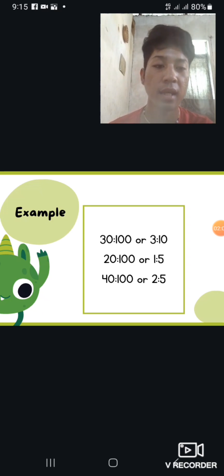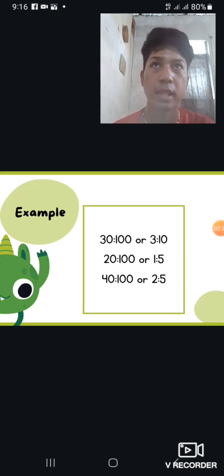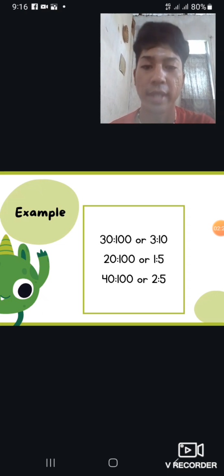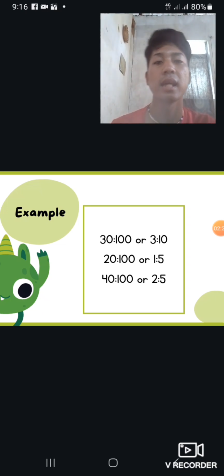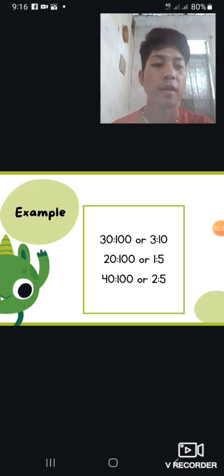That is how to convert into ratio. Whenever we have a percent, the value of the percent is our first term, and automatically the denominator is 100, because that is the percent value. Then the next step is we express it in simplest form. That is all for converting into ratio.